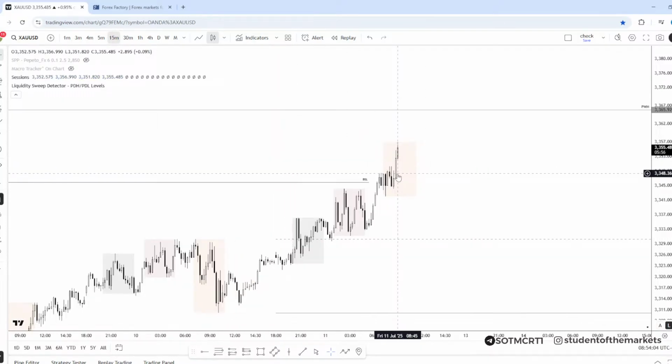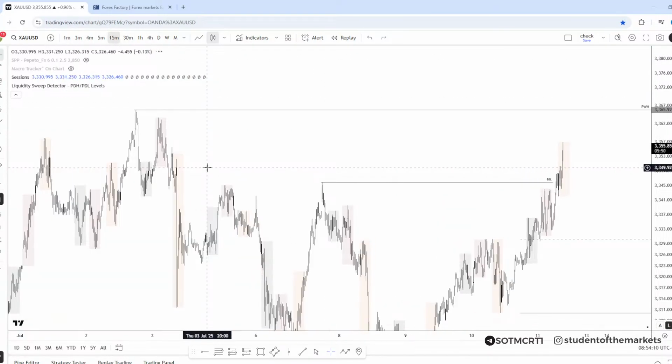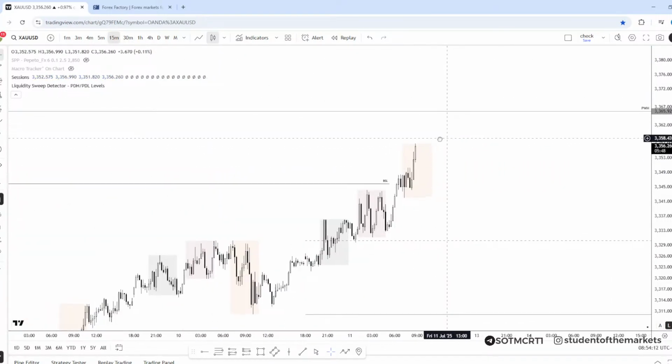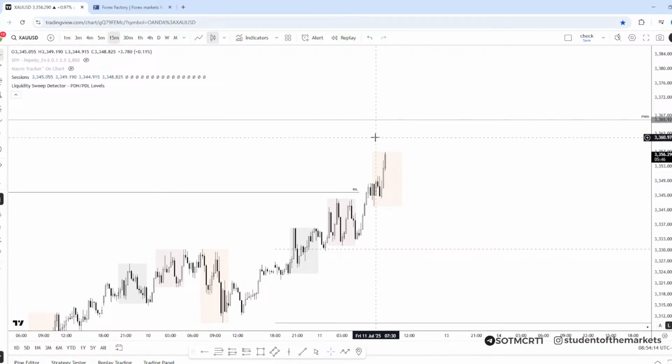Now what we can do is, maybe we can try to look for potential buys to this level, to the previous week high, and then look for sells, or just wait for potential sells and then just look for sells.